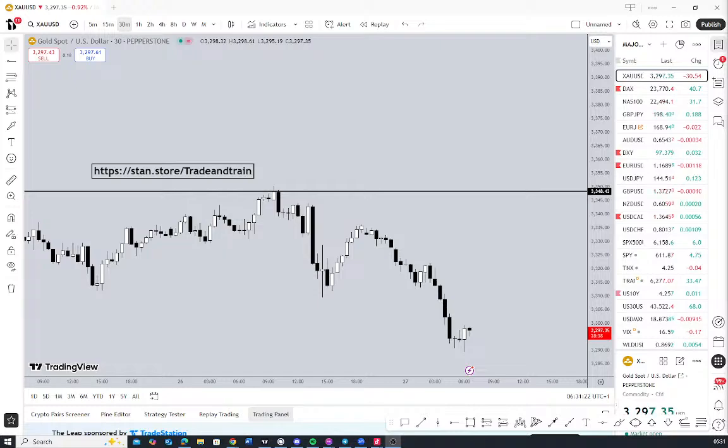Just so you are aware, I have literally just placed an order to go long on gold above the M30 candle high. I'm just going to share my charts in a second.